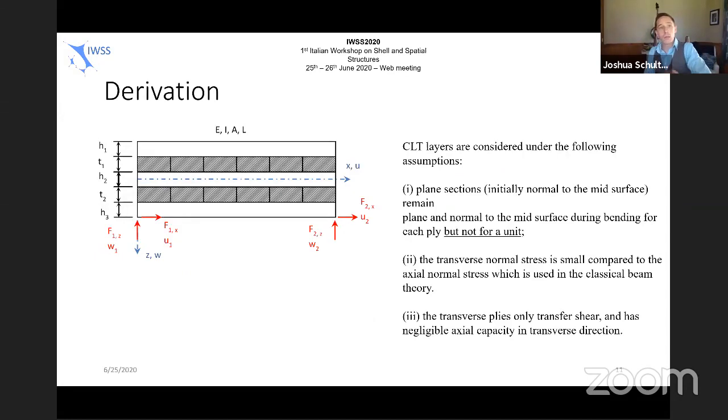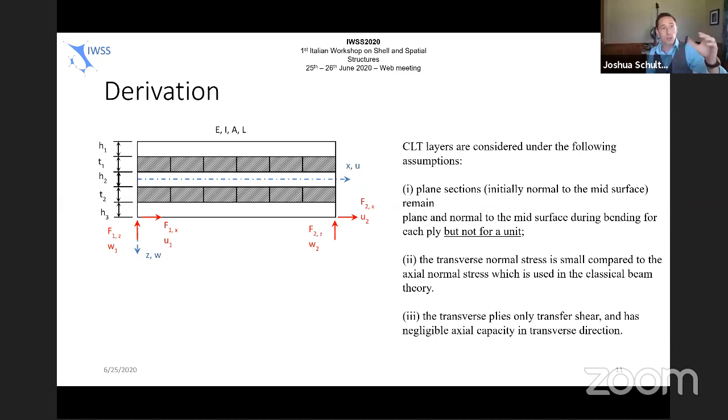So real quickly here, and we can talk about this, it's a pretty straightforward layup, no pun intended there. We've got a 5-ply. We're using a composite layering, so plane sections remain plane. And that's for each element, but not for the overall unit.